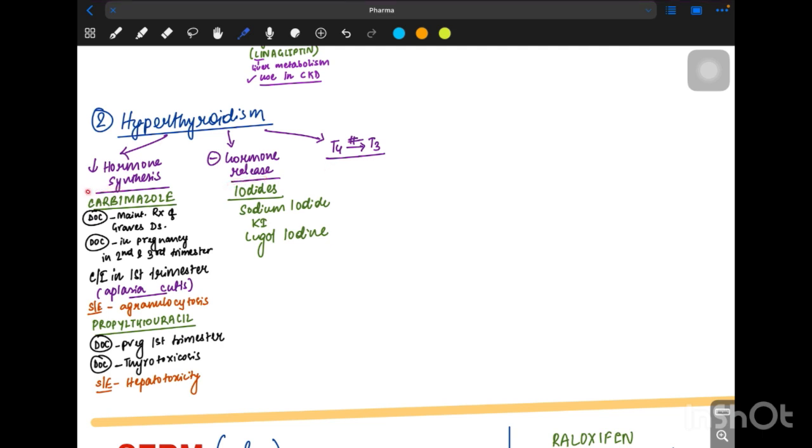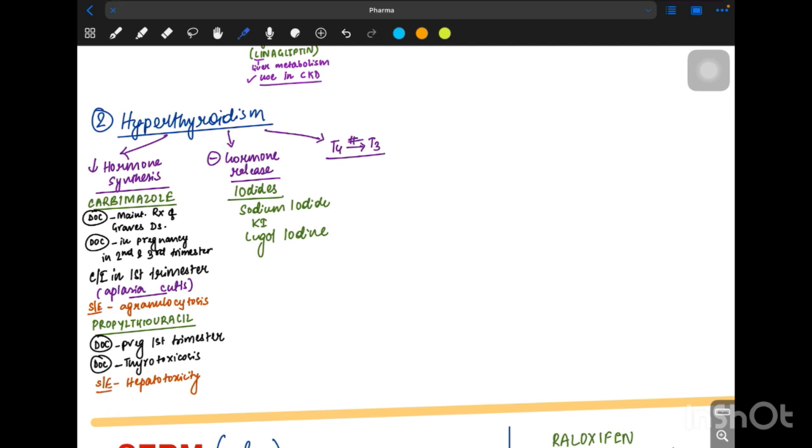Now, which drugs decrease hormone synthesis? Carbimazole. It is a drug of choice for maintenance treatment of Graves' disease or hyperthyroidism. It is a drug of choice in pregnancy in the second and third trimester only. It is contraindicated in the first trimester because it can cause aplasia cutis of the baby.